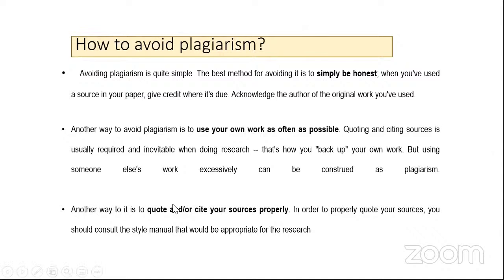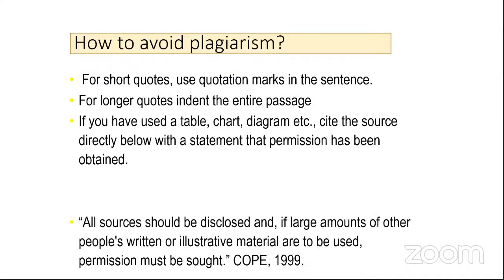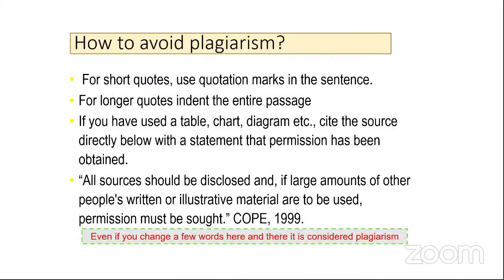Another way is to quote or cite your sources very well. It should not happen that it comes under unintentional plagiarism. You saw intentional and unintentional plagiarism. If you do not cite or quote properly, it can come under unintentional plagiarism. You should not do that, because it's very important to be honest, right?